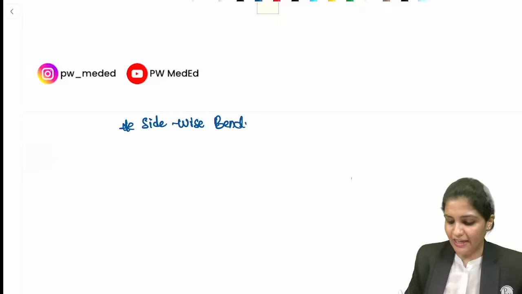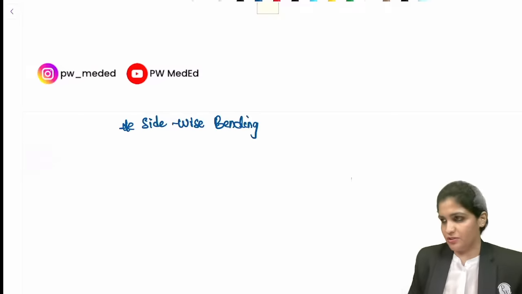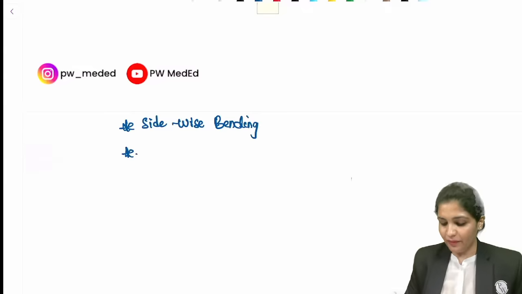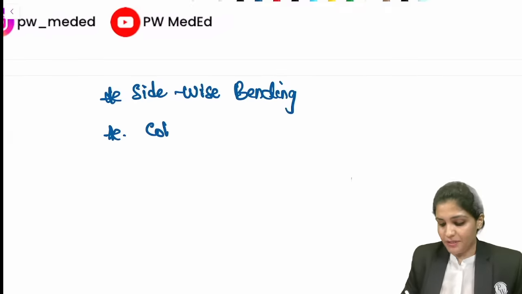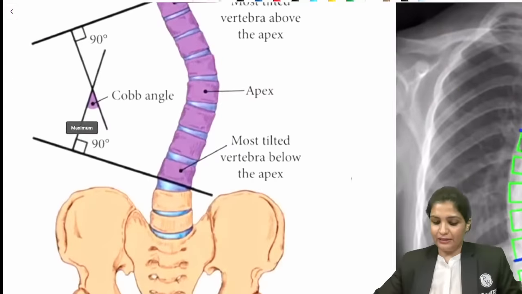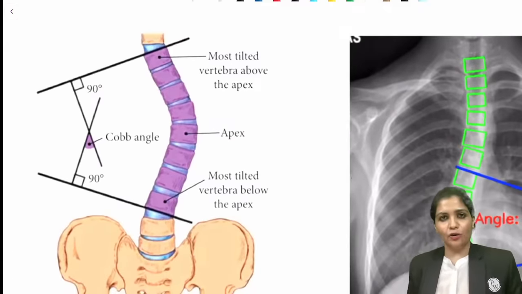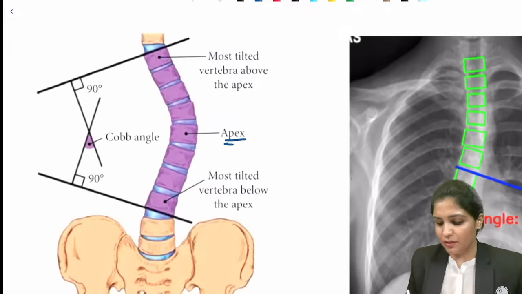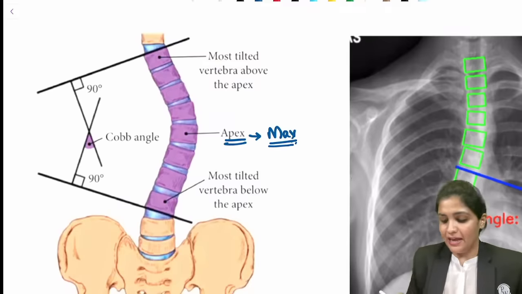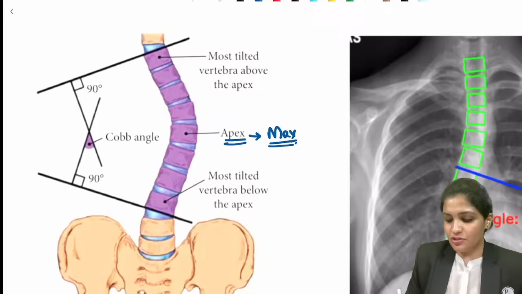Sideways bending, S for S, we all know that is scoliosis, right? And in scoliosis there is Cobb's angle which you have to quantify. So how do you quantify the Cobb's angle? This diagram will explain it in detail. Scoliosis is nothing but sideward tilting of the vertebra. This is your apex vertebra where the deformity is maximum, the apex level, and this is your end vertebra.